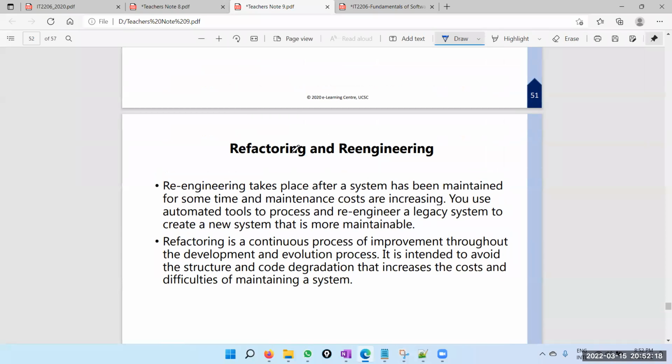So refactoring and re-engineering are a bit of two different things. Re-engineering is doing considerable or radical refactoring. Usual refactoring means doing small, minor changes. Okay.